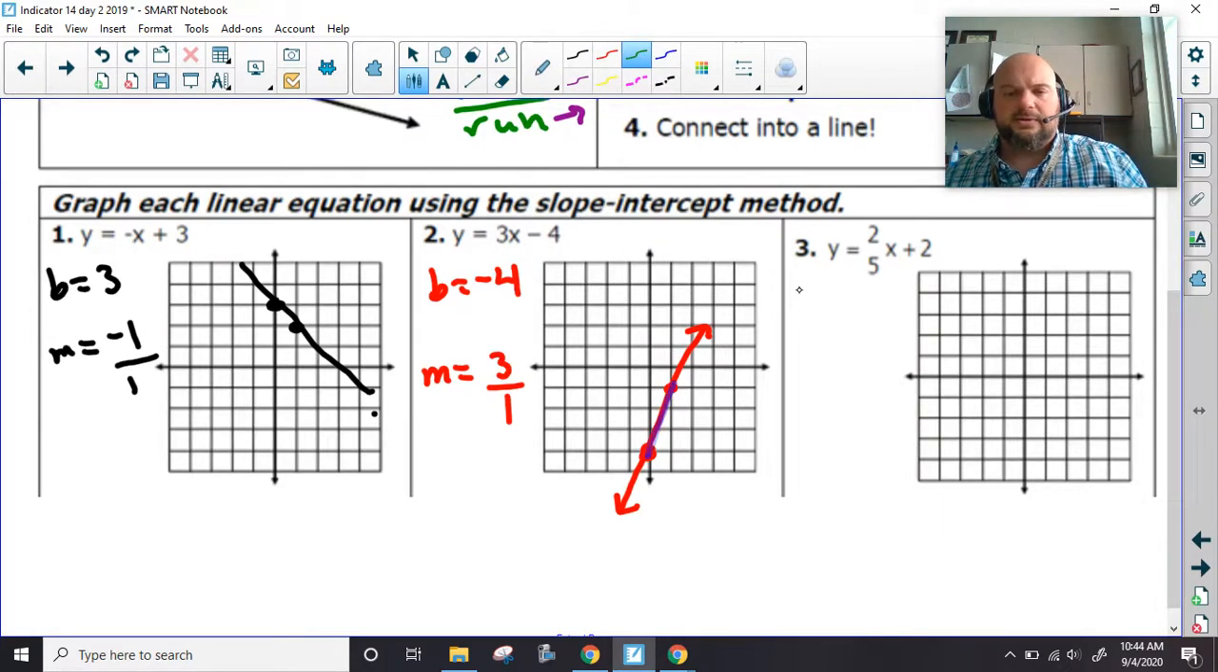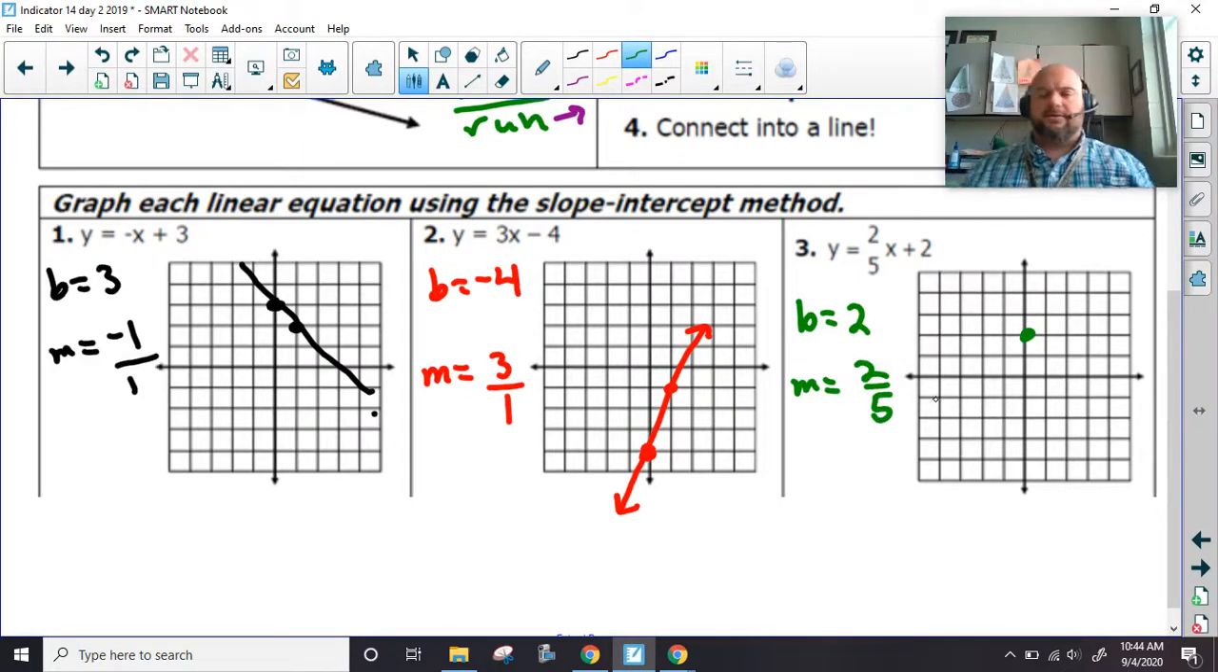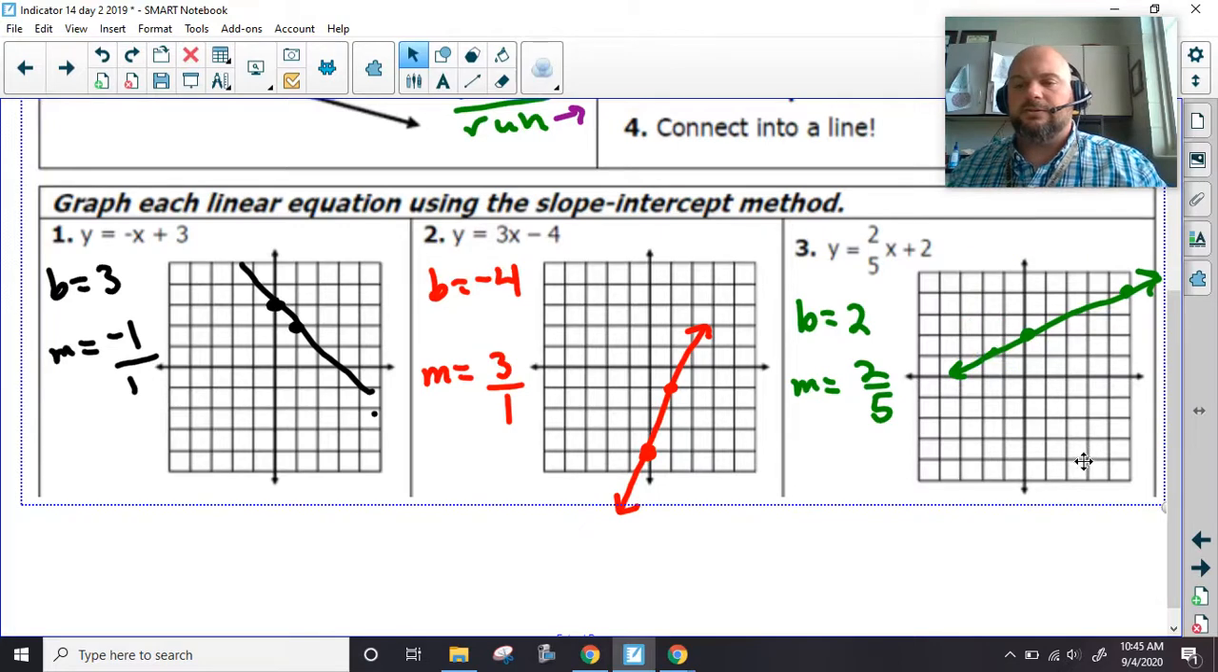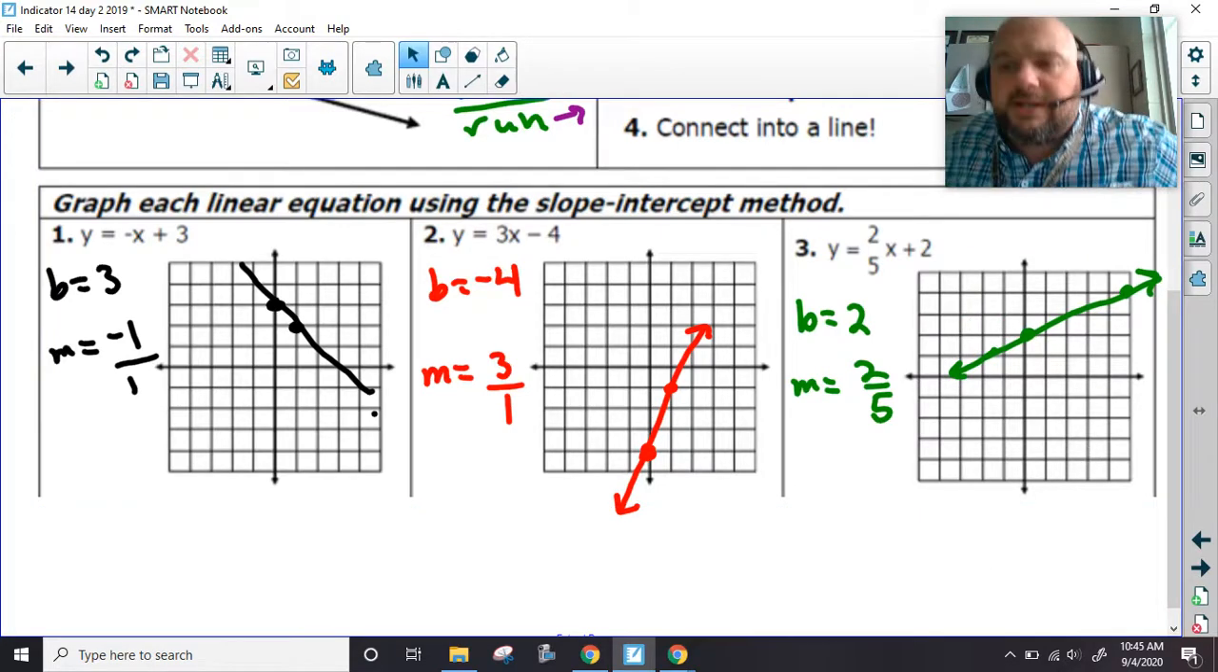All right, so number 3, b equals 2, so I'll go up 1, 2. There we go. My m is 2/5. Now, kind of handy, this is already the fraction. So I'm going to go to the right 5, 1, 2, 3, 4, 5, then go up 2, 1, 2. Now remember, after you plot your b, you use your slope from b. Okay, it's like a jumping off point. I know, this is 3 in a row I've not gone through the line. That's because we need to use a straight edge. But it is what it is. All right.